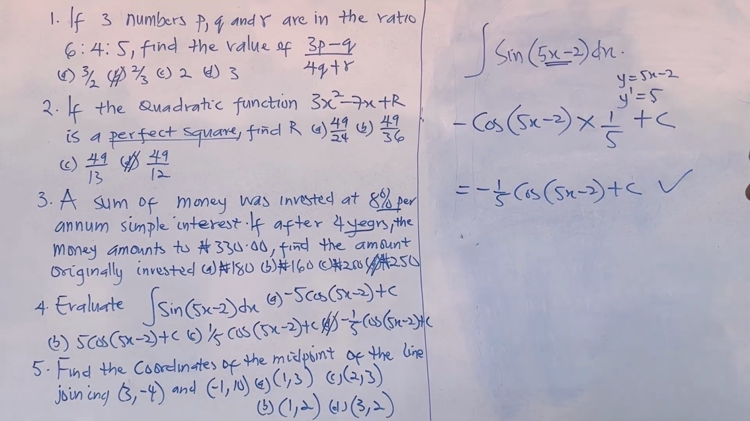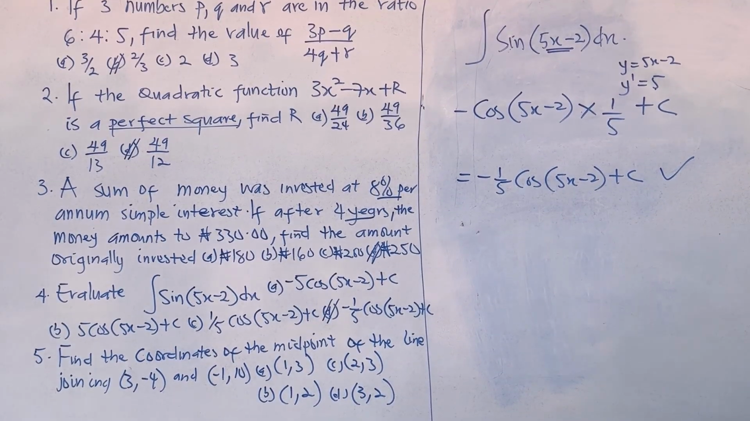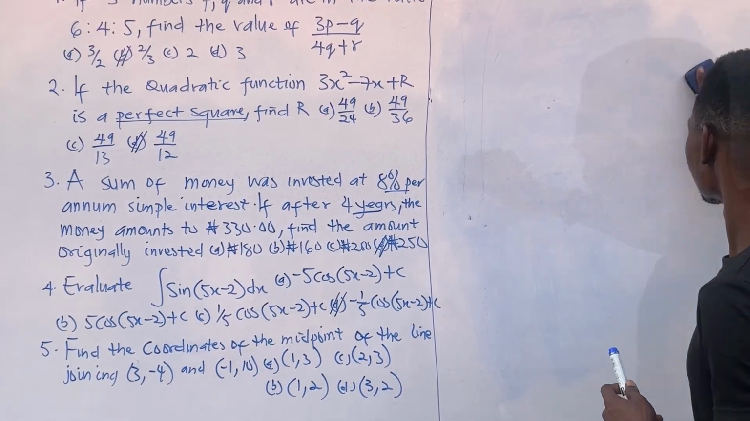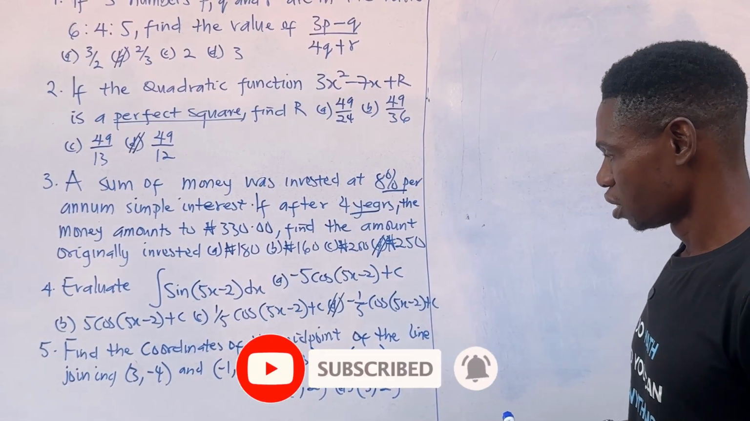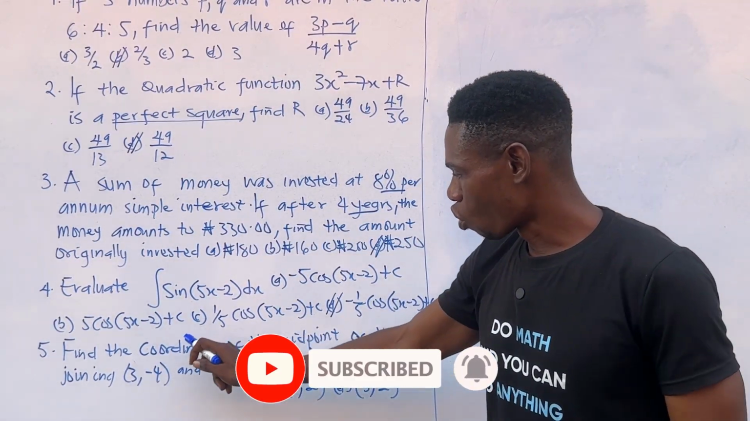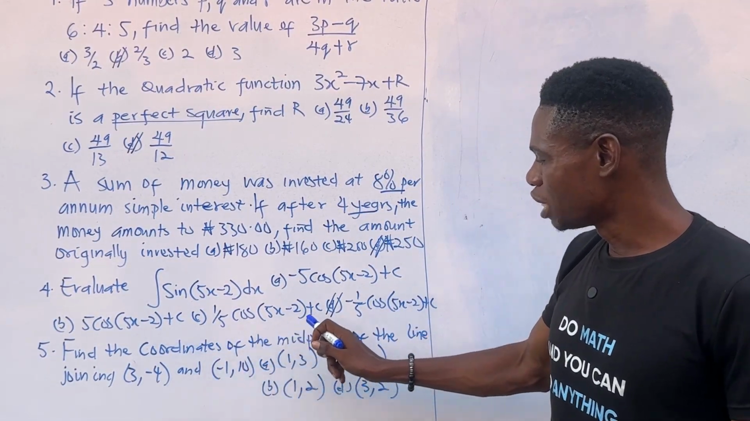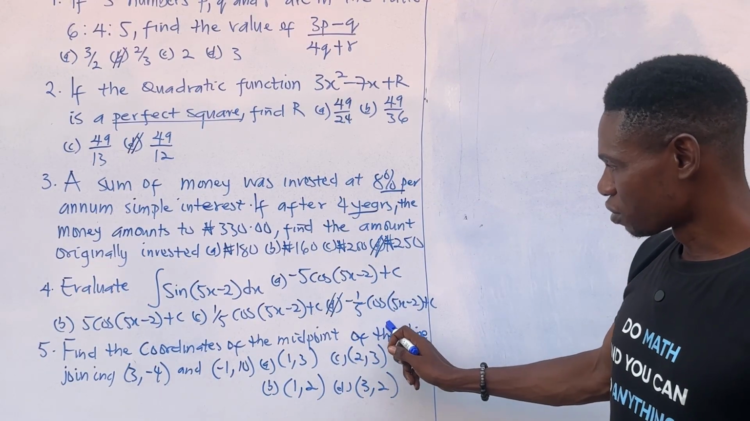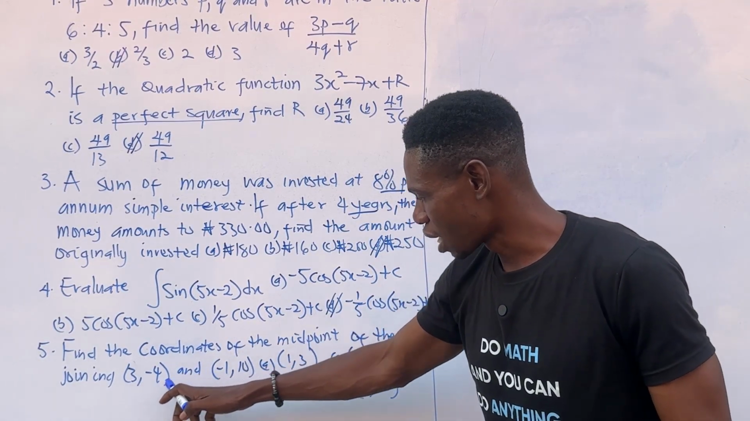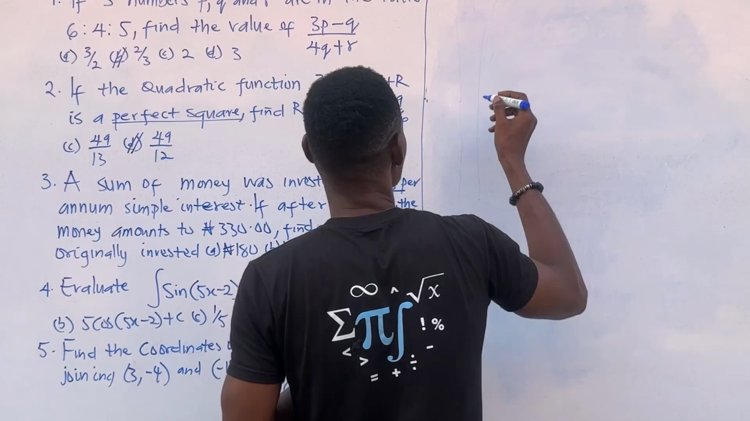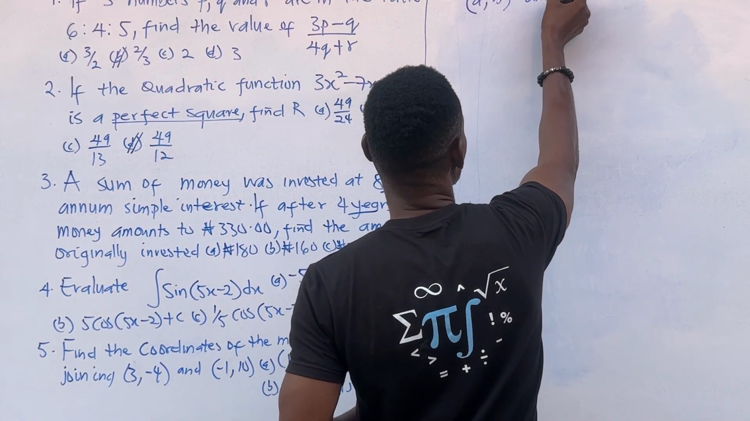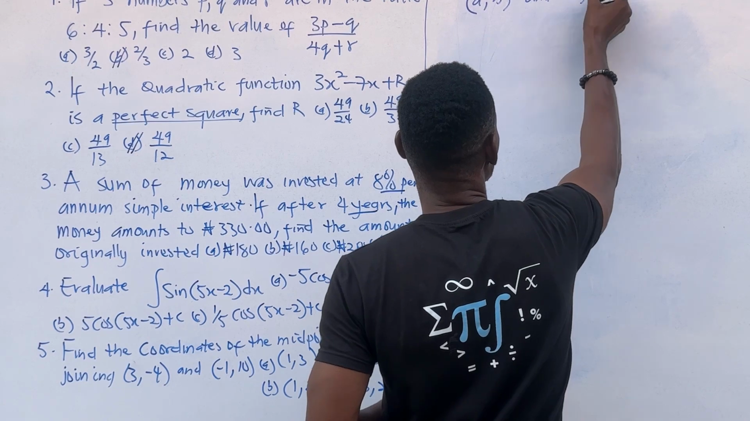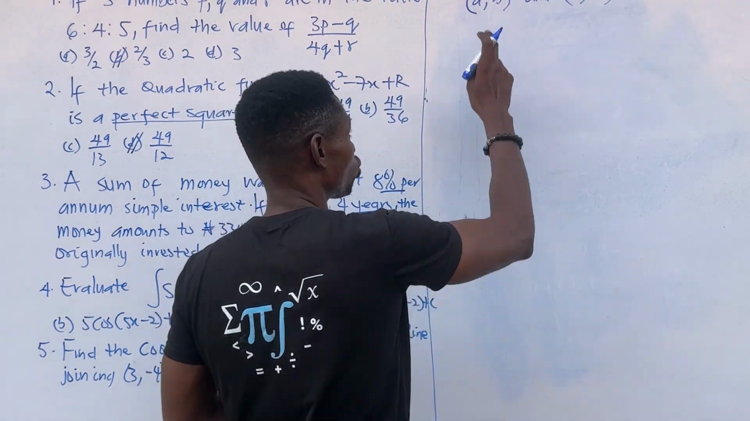Now for number 5, let me rub this. Number 5 has to do with coordinate geometry. It says, find the coordinates of the midpoint of the line joining this point and this point. Now, let's say you have 2 points, A, B, and C, D. 2 points, right?